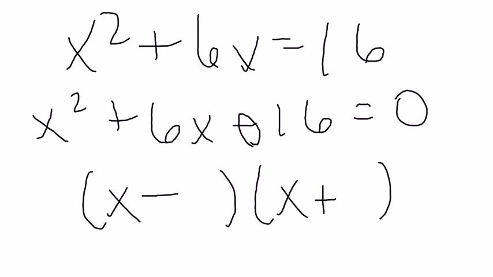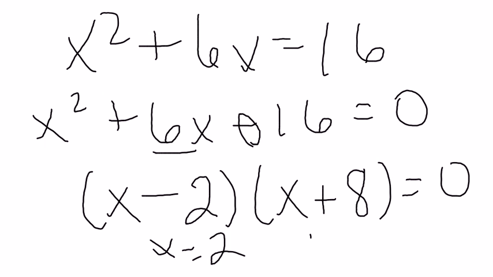Well, 8 and 2 multiply to get 16, and the difference is 6. So if I put 8 as the plus and 2 as the minus, then that'll work out because that'll give me the 6x in the middle when I multiply it out. All right, so what are my answers? Well, if I set those both to 0, x would equal 2 here, and x equals negative 8 there. So C is my answer for number 11.